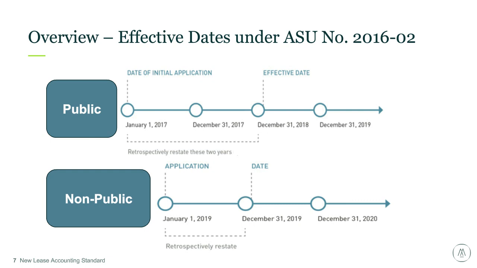Public entities are required to adopt for annual periods ending after December 31st, 2018. Private entities are required to adopt 1 year later, or for annual periods ending after December 31st, 2019. Under the original standard as it was released under ASU 2016-2, this new lease standard required all entities to retrospectively restate previous periods in the adoption of the new standard for the comparative periods presented. We will go over in the following slide an updated alternative to this adoption method that we hope will alleviate some fears or concerns you may have as you go through this adoption process.